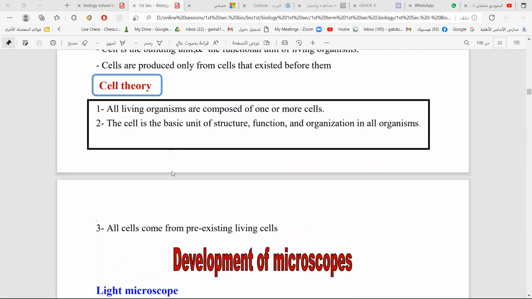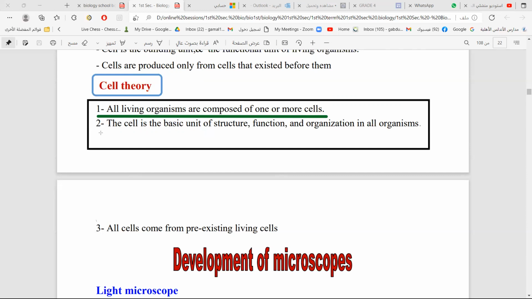And finally, the cell theory has three basics. We have to remember. Basic number one, all living organisms are composed of one or more cells. The unicellular organism's body consists of one cell only, and the multicellular organisms' body is made up of many cells.